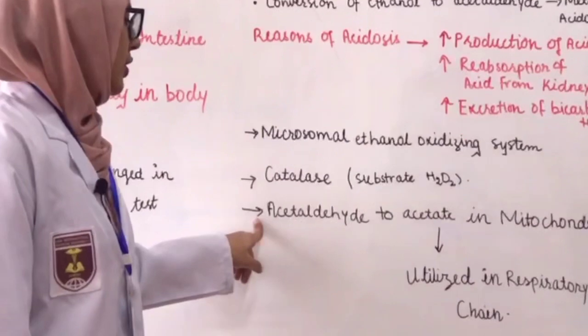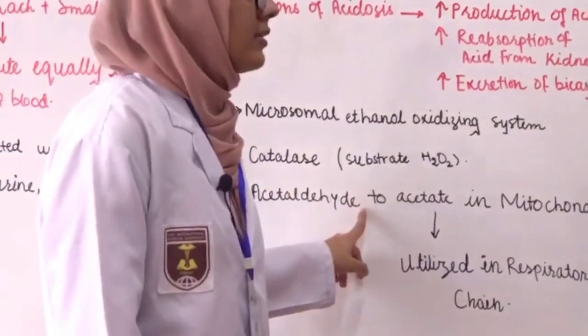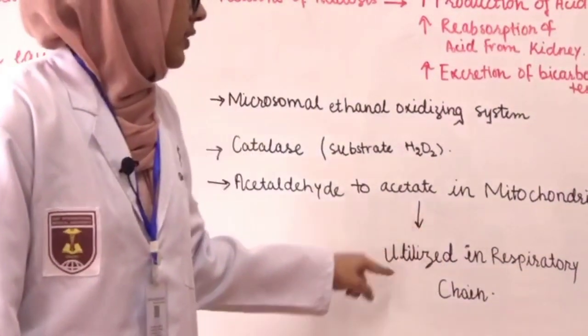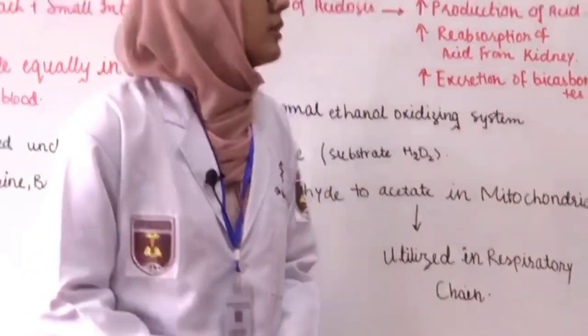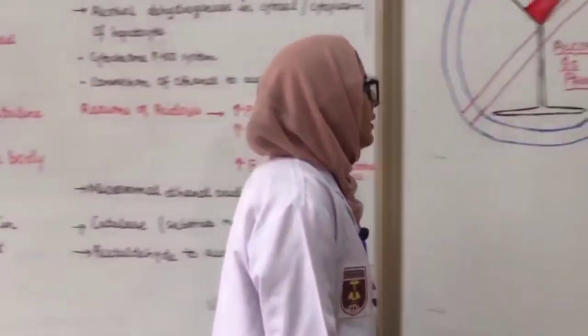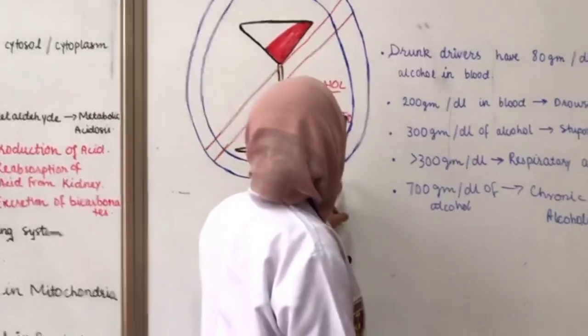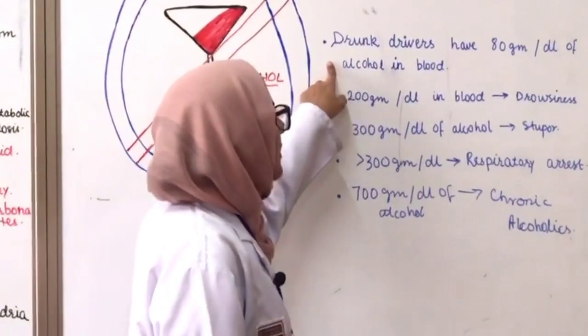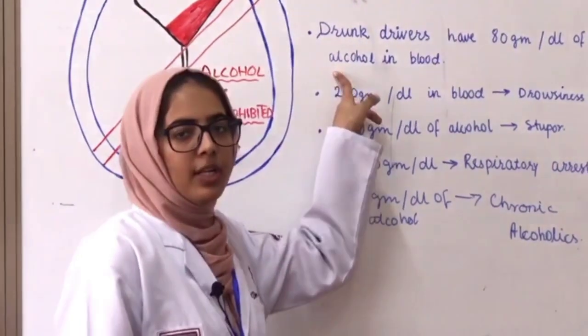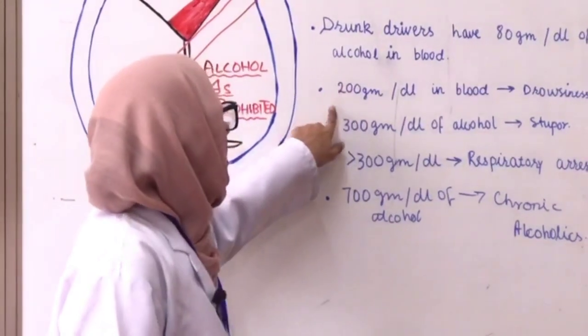There will be a conversion of acetaldehyde to acetate in mitochondria, which is utilized in the respiratory chain. Next, there are the drunk drivers, which have 80 gram per deciliter of alcohol in blood.